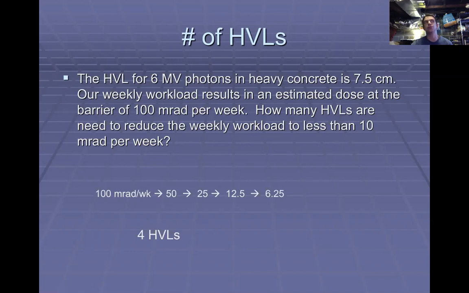However, you can ask this question a little differently. You could ask how many centimeters of heavy concrete are needed to reduce this dose to this. In that situation, you know it's 4 half value layers and each half value layer is 7.5 centimeters, so you take 4 times 7.5, which gives you a distance. Off the top of my head, that would be 30 centimeters. So 30 centimeters of heavy concrete will get you to less than 10 millirad per week. So that's how that's used.